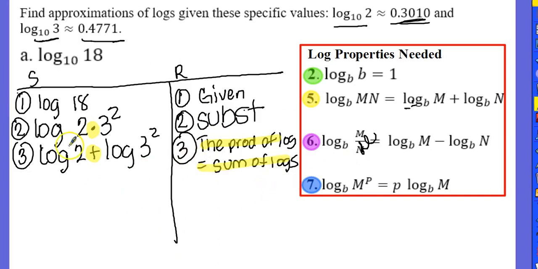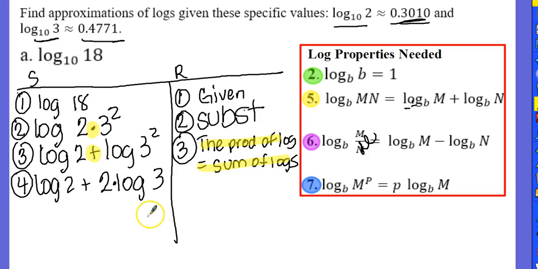Okay, moving on. Step 4. So I know the log of 2, yes? Do I know the log of 3 squared? No, I know the log of 3. So what should I do here? Power down. So the log of 2 is equal to 2 times the log of 3. Step 4. So that's property 7? Yes?